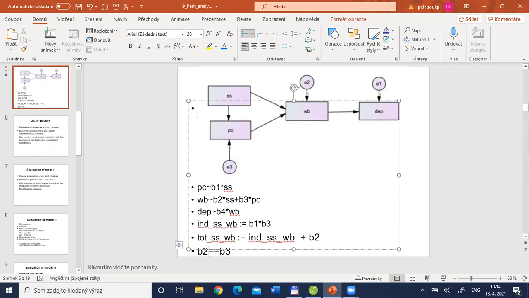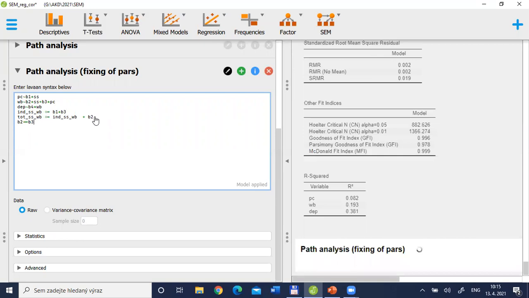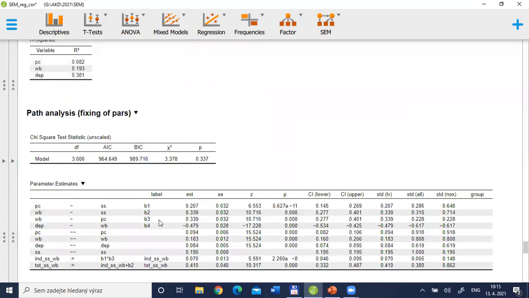So if you type B2 double equal B3, this would add a condition that these two coefficients should be the same for computation. So let's try whether it works. So I would go here. I would type B2 equal B3, and once again run the model, Control plus Enter. So we would get one more degree of freedom. So it means 3 degrees of freedom, and B2, B3 should be the same value. And according to my opinion, it seems it works as we have 3 degrees of freedom. B2 and B3 both have the same value, only unstandardized. Standardized should be different, as the variances are not the same. And here we have 3 degrees of freedom.